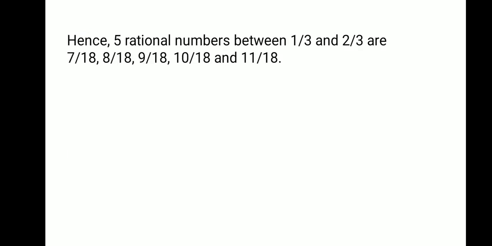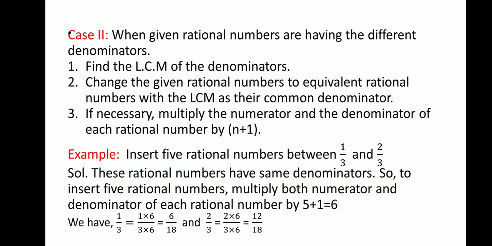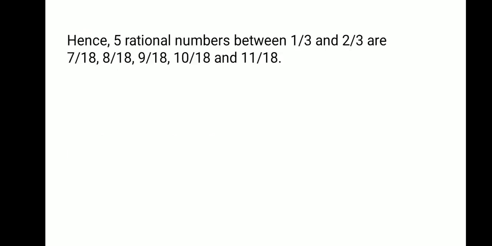They will be 7 over 18, 8 over 18, 9 over 18, 10 over 18, and 11 over 18. Now, the point to note is that we are supposed to find the rational numbers between these two rational numbers. If I look at the previous slide, the first rational number is equivalent to 6 by 18 and the second rational number is equivalent to 12 over 18. So between these I need to find the rational numbers.